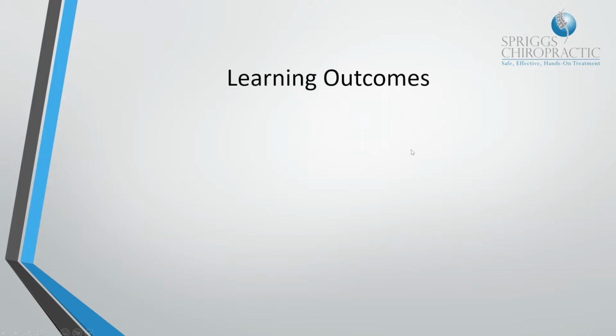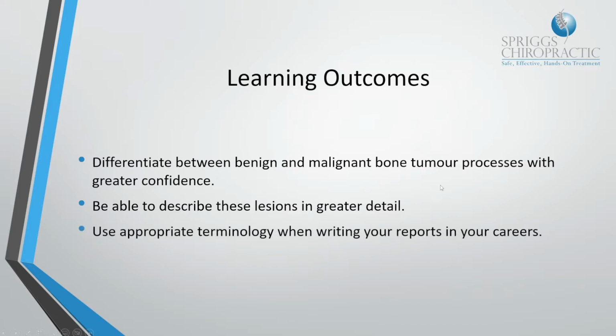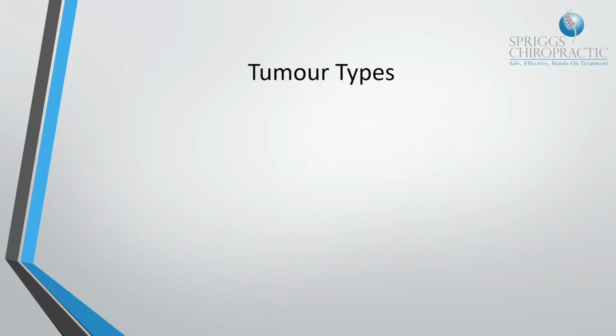So the learning outcomes for this lecture are: you will be able to differentiate between benign and malignant bone tumour processes with greater confidence. You'll be able to describe these lesions in greater detail. You'll be able to use appropriate terminology when writing your reports as well, in particular. Now, this is again for those students who do have to write reports in your exams. If you're anything like my students, then you will indeed. That is what us radiology lecturers tend to do with you. And obviously to get you through your exams with higher marks when doing so.